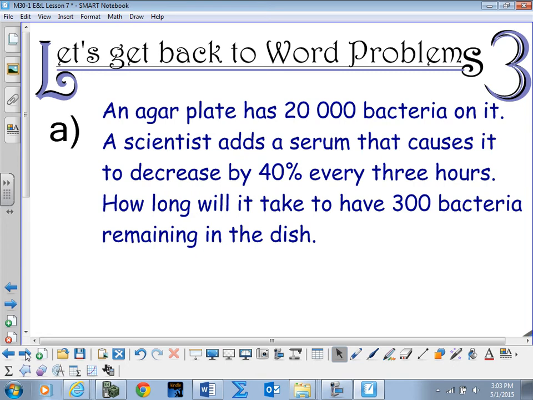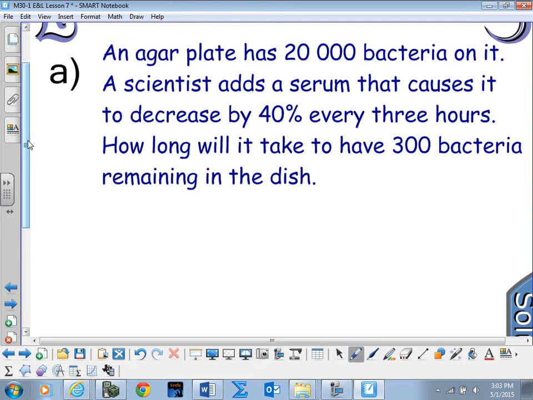All right, now looking at these problems, hopefully you're getting confident with those formulas for growth and decay. It would look like this. So it says an agar plate has 20,000 bacteria. A scientist adds a serum that causes it to decrease by 40% every 3 hours. All right, see if you can fill that in without my help, and then watch and work through the solution, see if it matches mine.